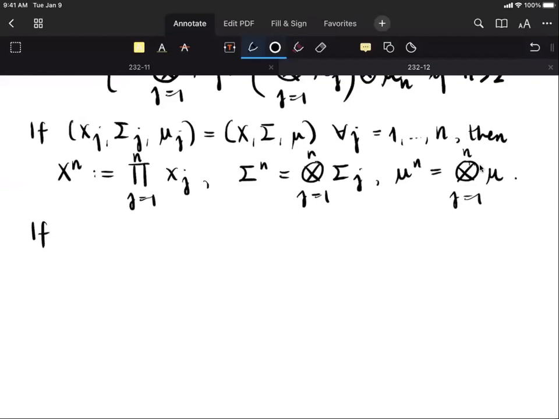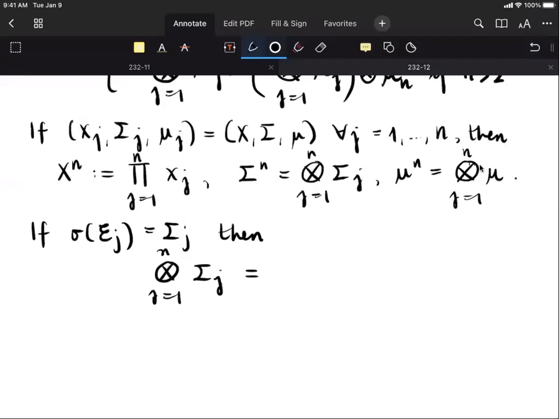Now going back to the general case, if I have a generator E sub j of the sigma algebra sigma sub j, then we know that this is the same as the sigma algebra generated by the Cartesian product of the generators. And we have established this last time.